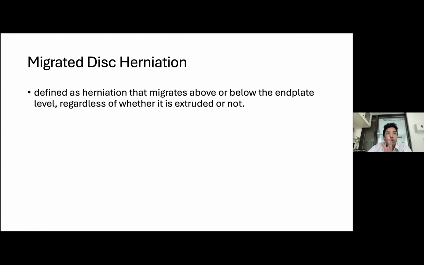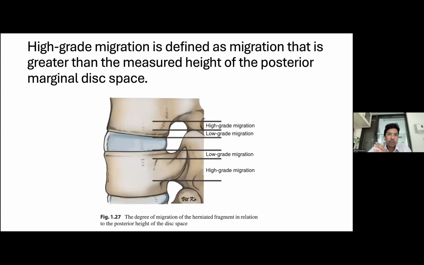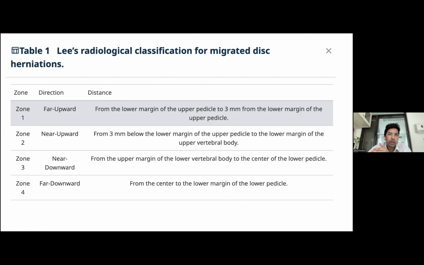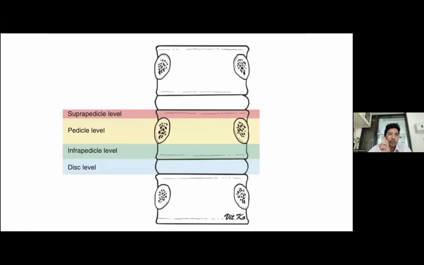A herniation that migrates above or below the end plate, regardless of whether it's an extruded or sequestered disc or not, is a migrated disc herniation. Several classifications, whether high grade or low grade or the zone of migration, have been described, but the practical utility when you go in for surgery is whether it is at the pedicle level, superior to the pedicle, or below the pedicle. That needs to be gauged from the MRI, and an exposure of the lamina corresponding to that has to be made.